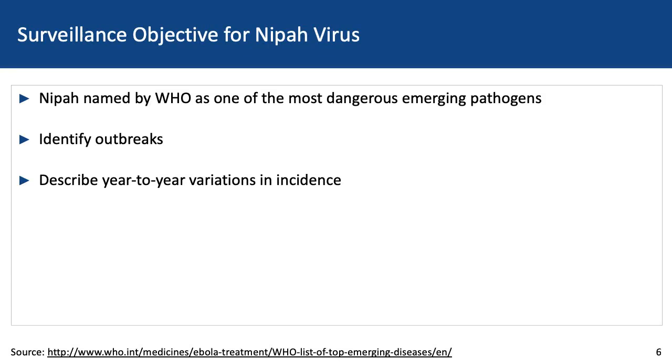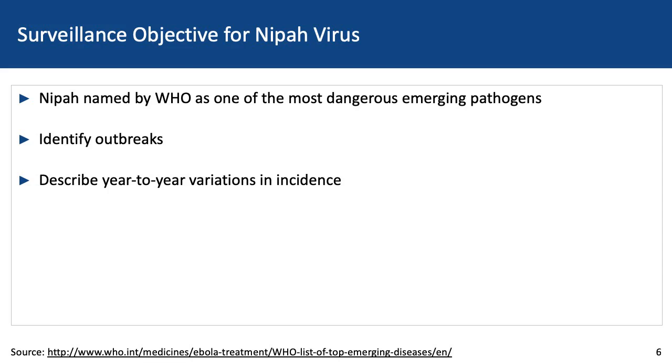So what might a surveillance objective for Nipah virus be? Well, Nipah has been named by the World Health Organization, the WHO, as one of the most dangerous emerging pathogens that we know of. And that's because of its ability to transmit from person to person, and because most people in the world are susceptible. So it could cause large outbreaks if it were to become more easily transmissible.